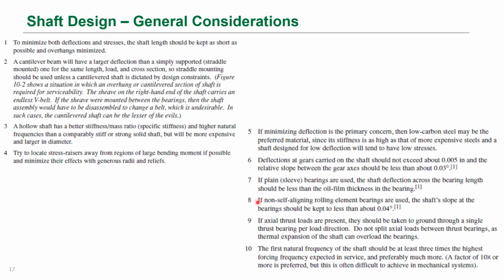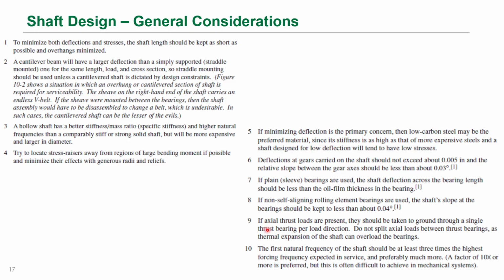In general, you want to use self-aligning rolling element bearings. That means that as they are rolled, they actually self-align. If you're using the cheaper non-self-aligning rolling element bearings, then what you want to do is minimize the shaft deflection to about 0.04 degrees. If you stay under 0.03 degrees in general, then you're also meeting this requirement for those bearings.